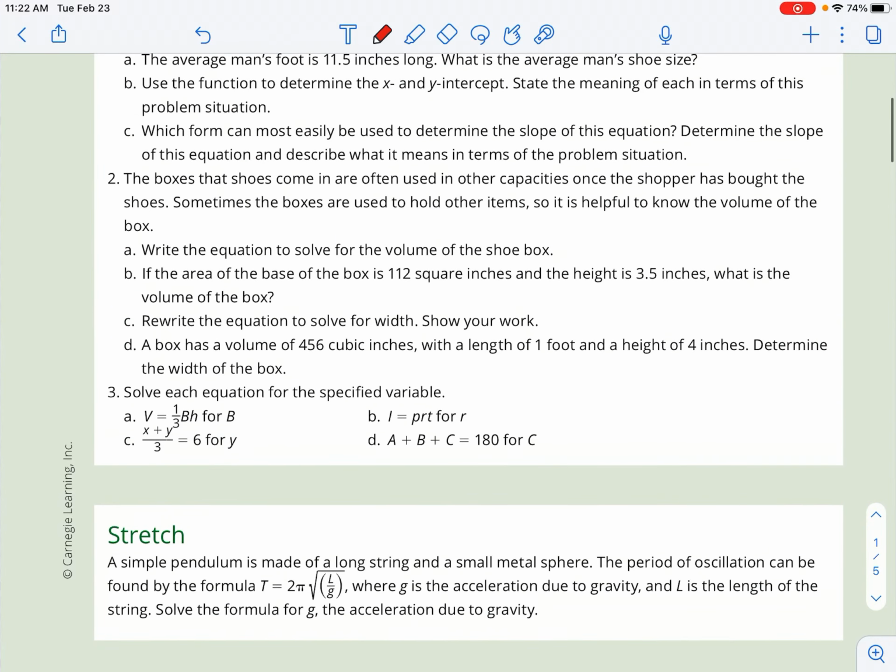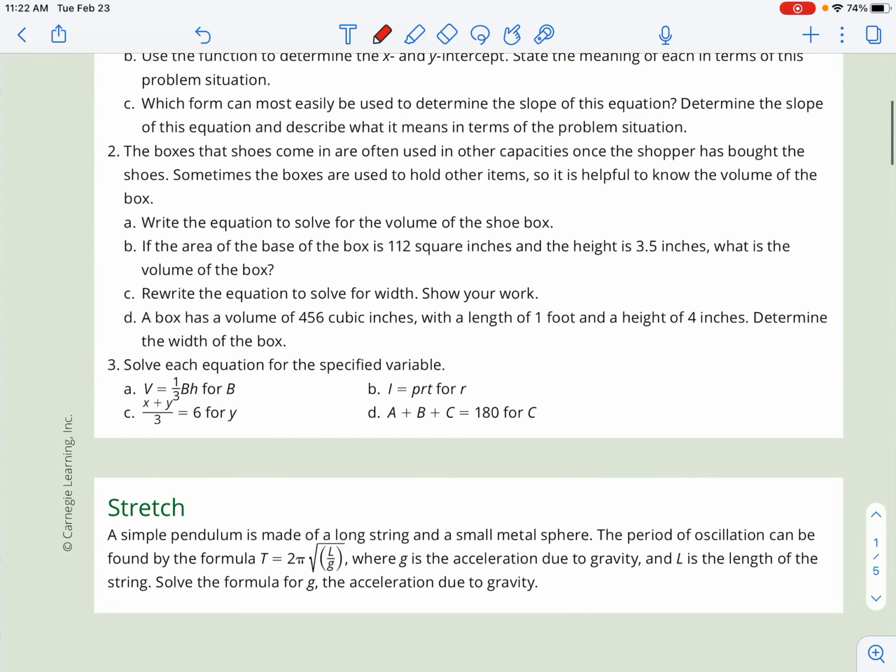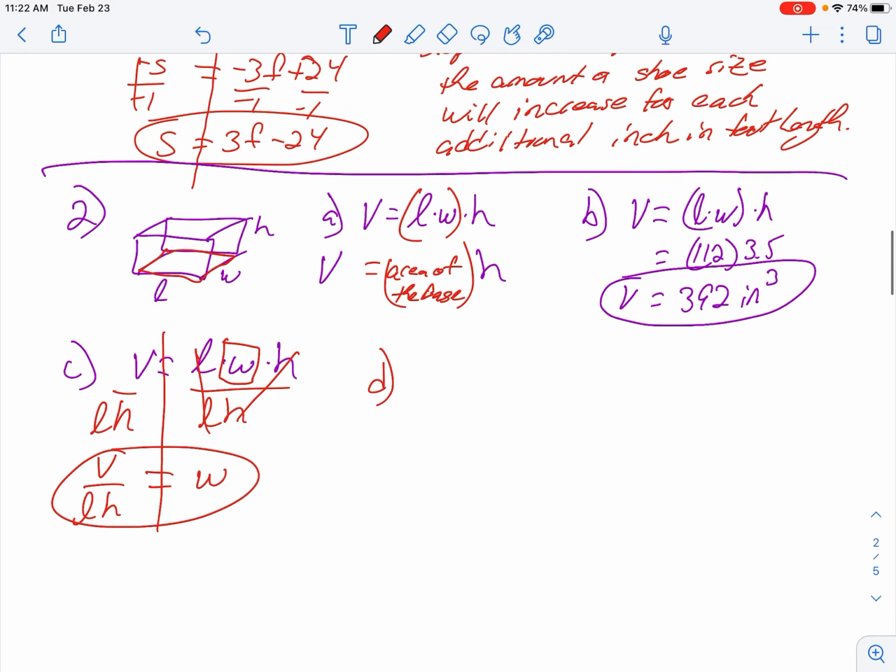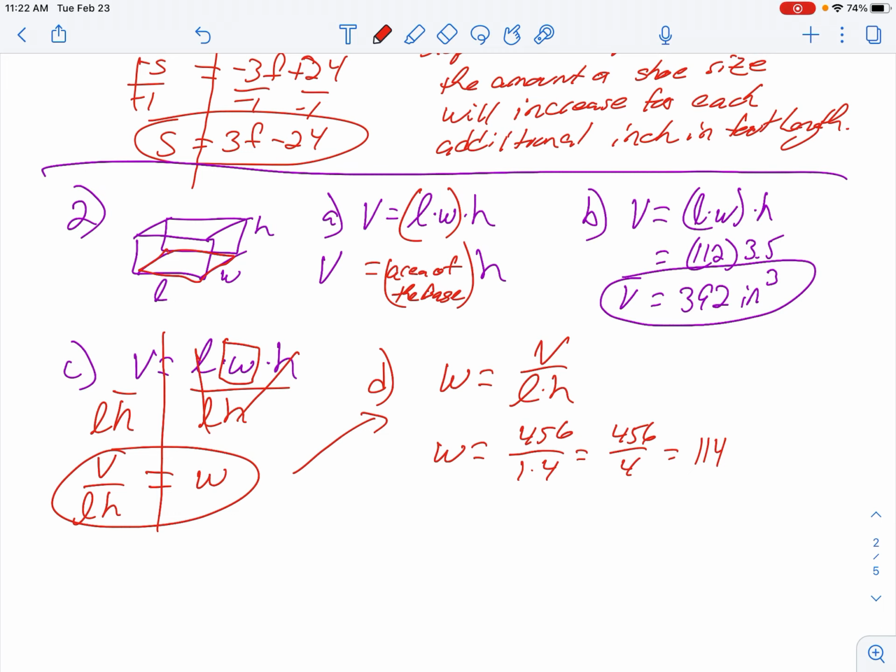Now on part D, the box has a volume of 456, a length of 1, and a height of 4. Calculate the width, determine the width. So we're going to take that formula now that we just rearranged, where the W is the volume divided by the length and the height. They told you the volume was 456, that the length was 1, and the height was 4. So do your order of operations. We know 1 times 4 is 4. And then go ahead and divide. 456 divided by 4 gives me 114.